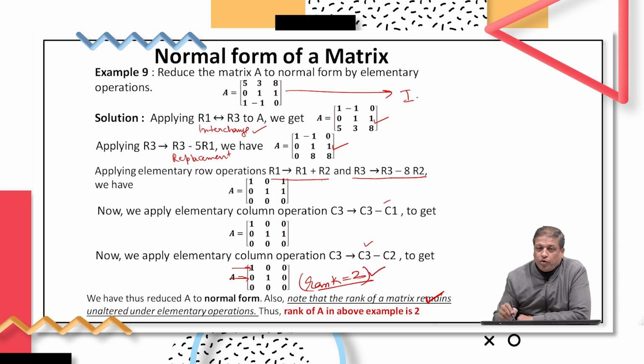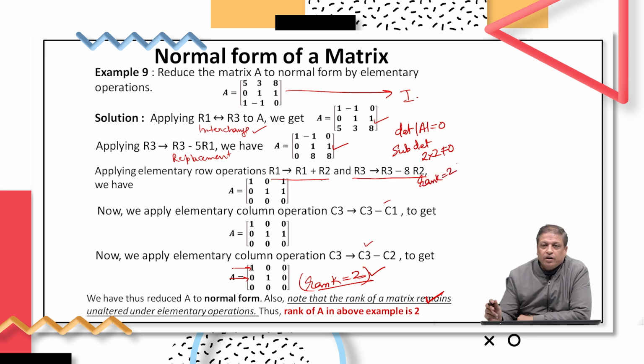But if we are not performing the elementary row operations, we can just calculate the determinant of A, and it turns out to be 0. Then we find a subdeterminant of order 2 cross 2 which is not equal to 0, so the rank is equal to 2. I hope you understand what we are trying to say. Just practice this numerical by performing the elementary row and column operations. Also solve this matrix by the standard procedure discussed here: find the determinant of the given matrix A, which will definitely turn out to be 0.